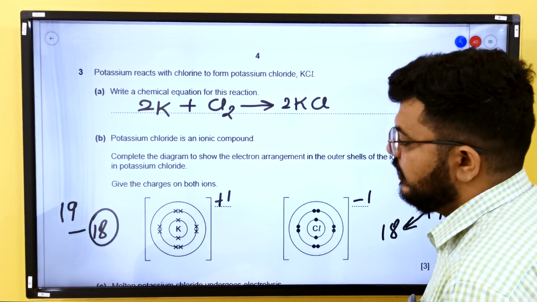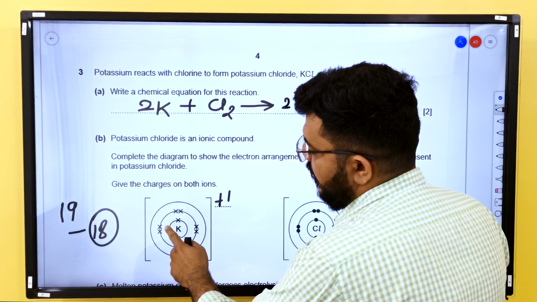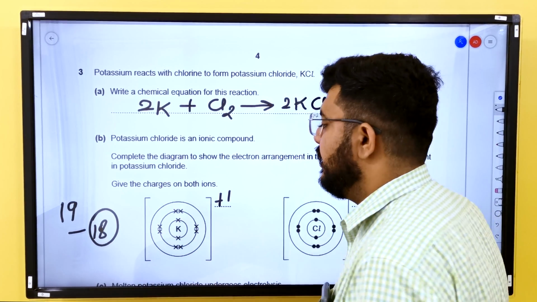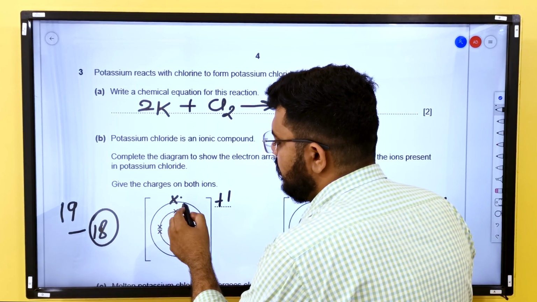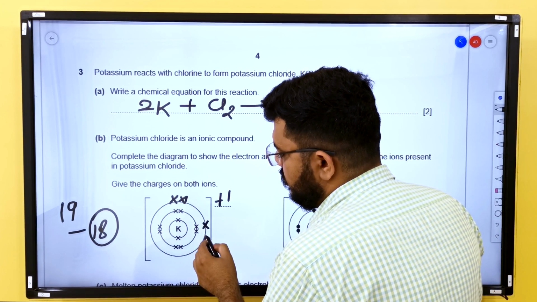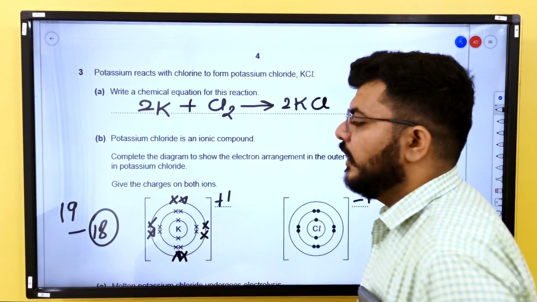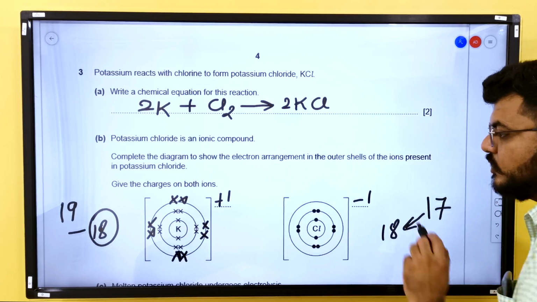Right? Let's get started. So there are 1, 2 and 3, 4, 5, 6, 7, 8, 9, 10 electrons, but we need 18. Right? So we'll draw 8 in the outermost shell. 1, 2, 3, 4, 5, 6, 7 and 8. Right? Then let's go to chlorine.